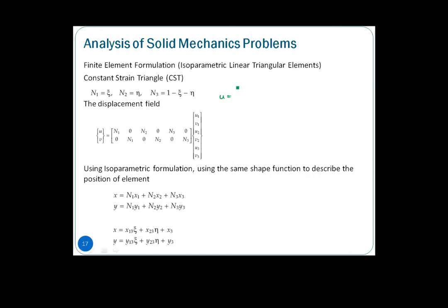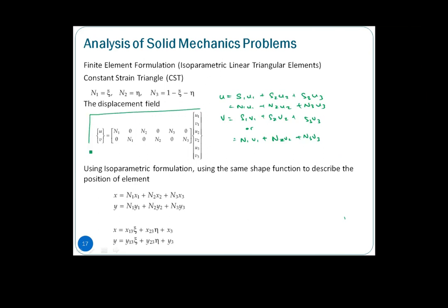So in terms of its displacement field, we have u equals, previously, S1 U1 plus S2 U2 plus S3 U3, or now N1 U1 plus N2 U2 plus N3 U3. Similarly, v is S1 V1 plus S2 V2 plus S3 V3, or N1 V1 plus N2 V2 plus N3 V3. All right, so in matrix form, that basically gives us this.